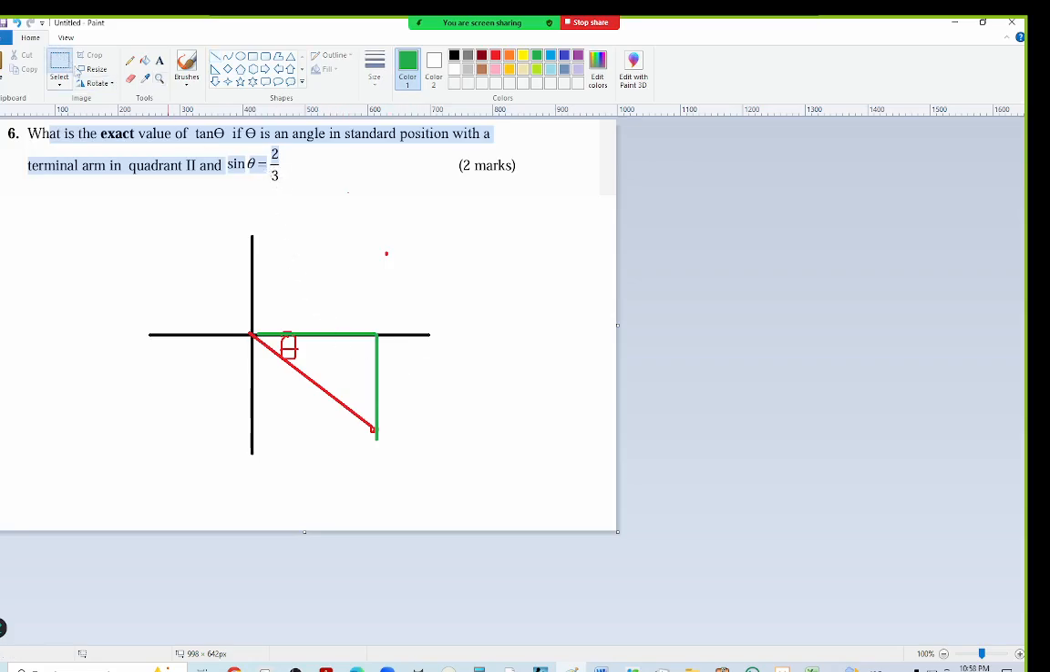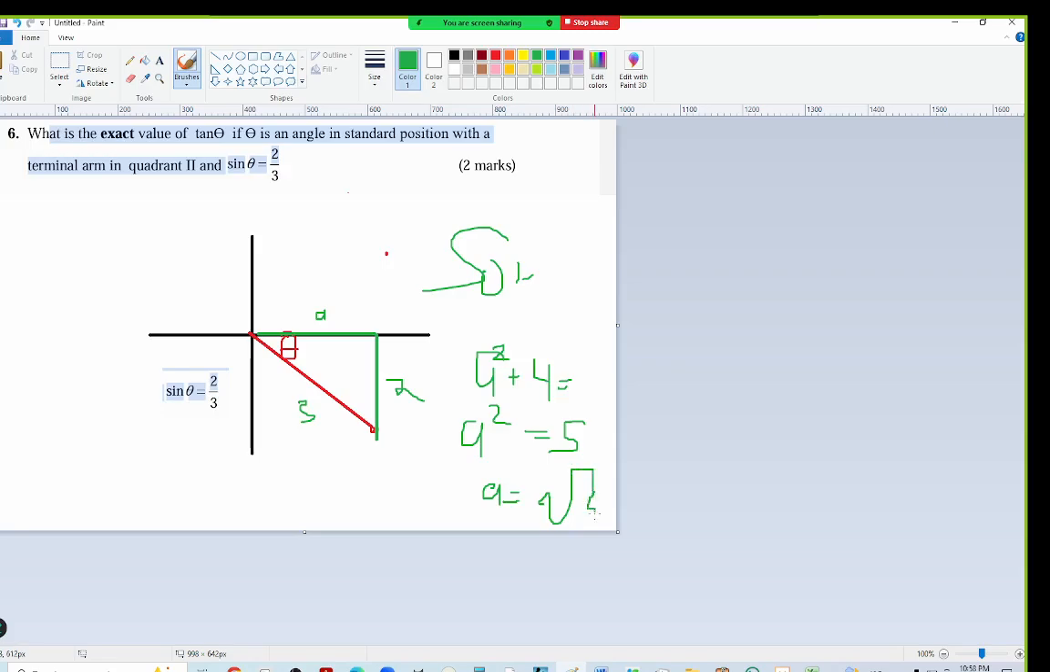Now they tell me this bit of information. What does it tell us? That the one side is 2 and the hypotenuse is 3. And then, if I don't know this one, a squared plus b squared, which is 4, is equal to 3 squared. 3 squared is 9. So I know a squared is equal to 9 minus 4. So a squared is equal to 5. So that means a is equal to the square root of 5. So now I have another side, square root of 5.